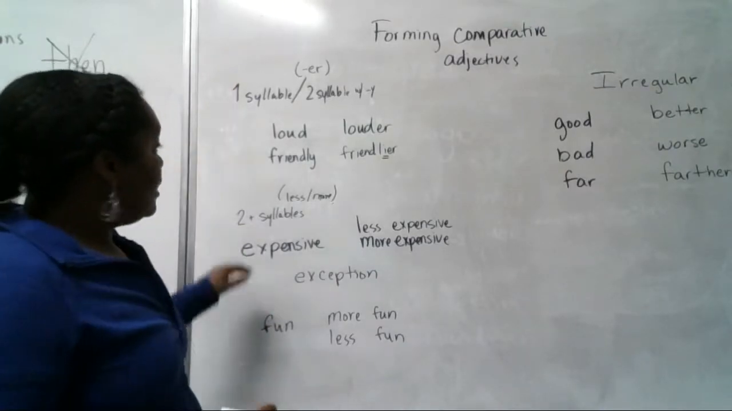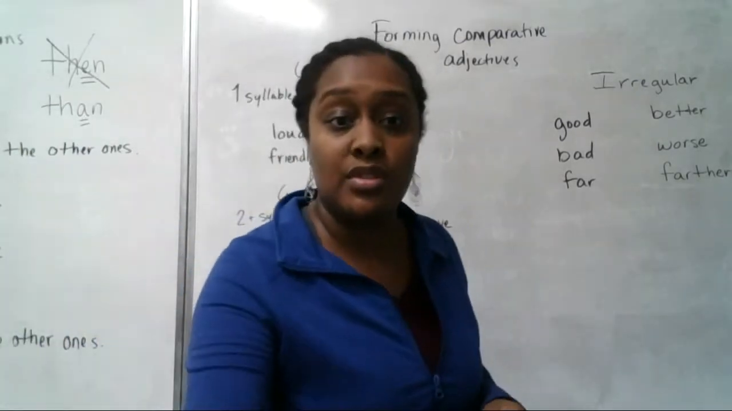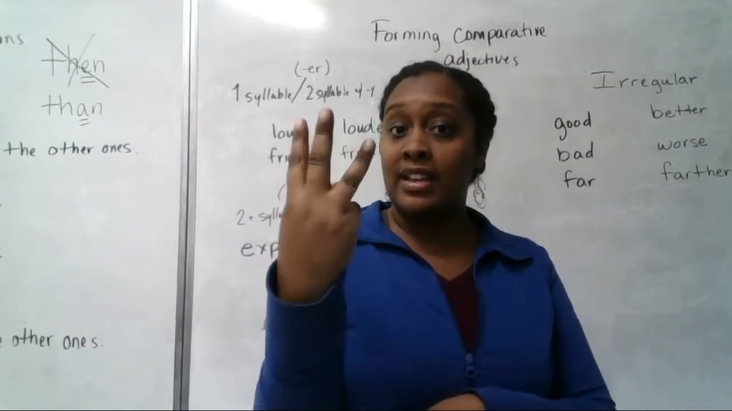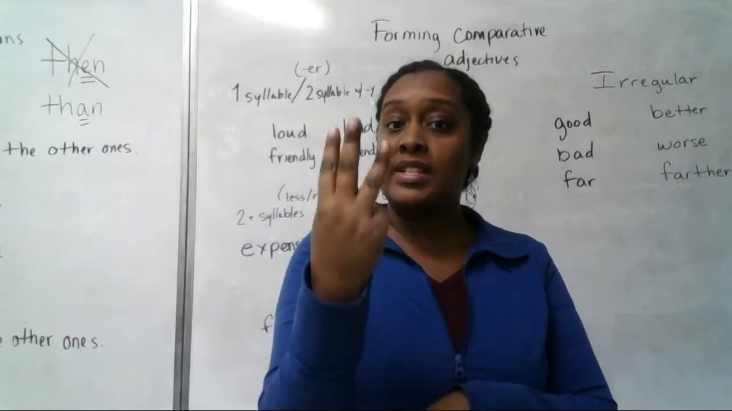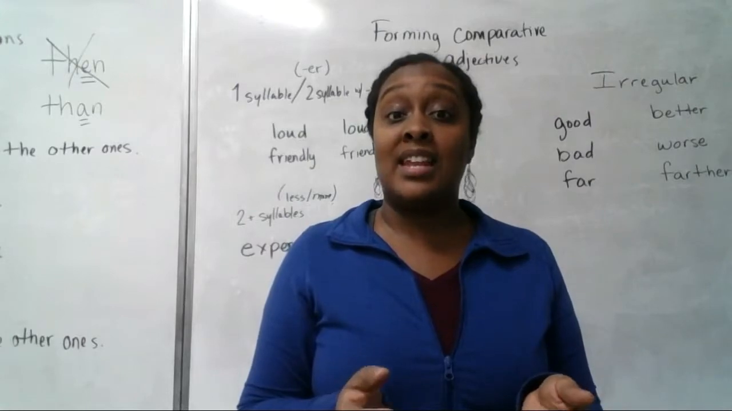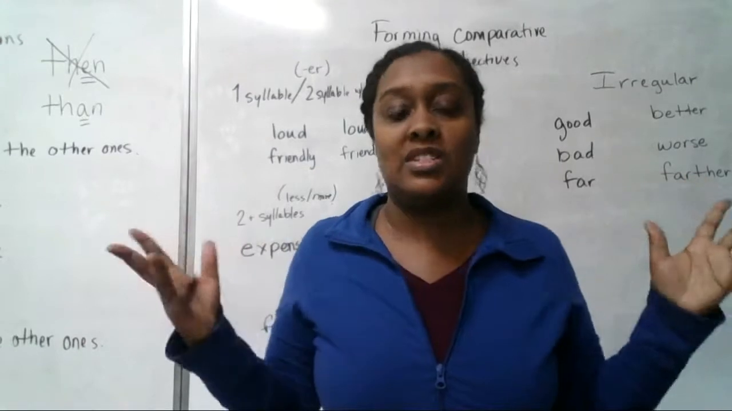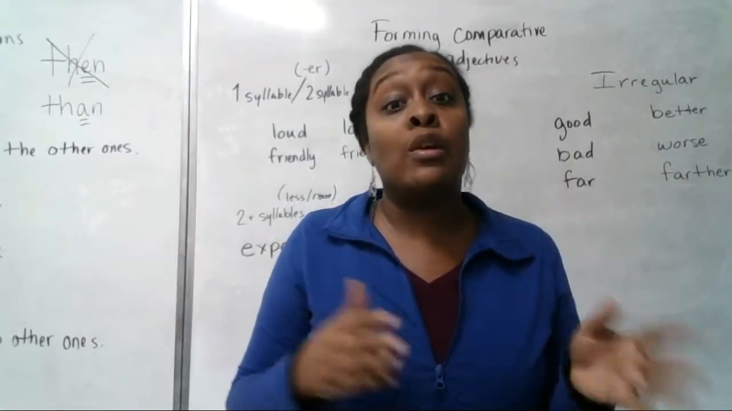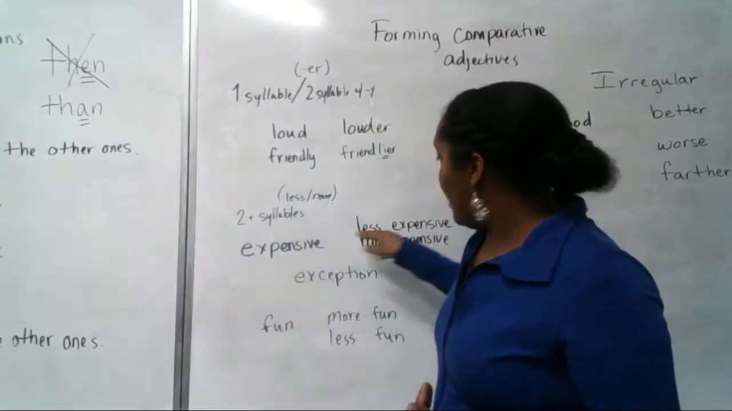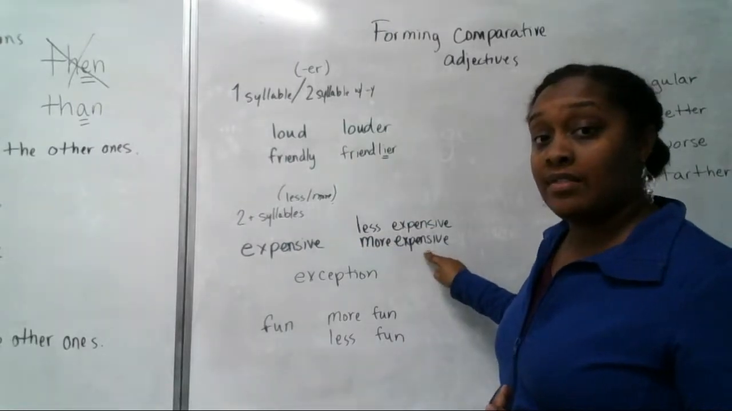Now, your second rule is for longer words or words with more syllables, so two or more syllables, like expensive. That's three. Expensive, three syllables. If you have three syllables, what you're going to do is instead of saying expensiver, which is very difficult, we just don't do that, we add more or less before the word, and that's the comparative form. So we would say less expensive or more expensive.